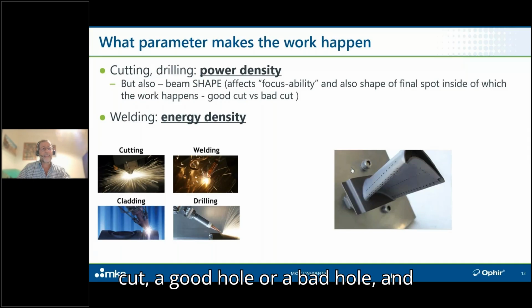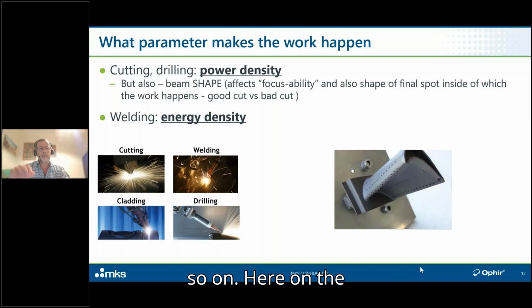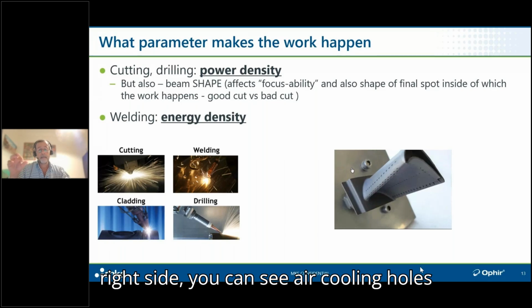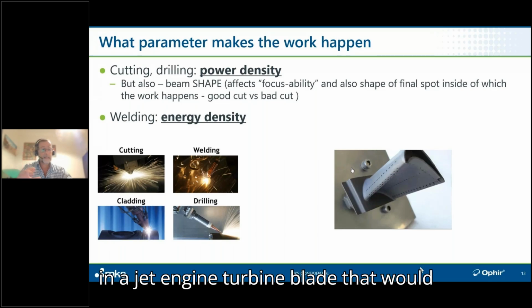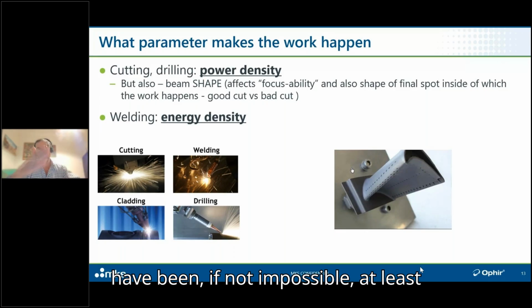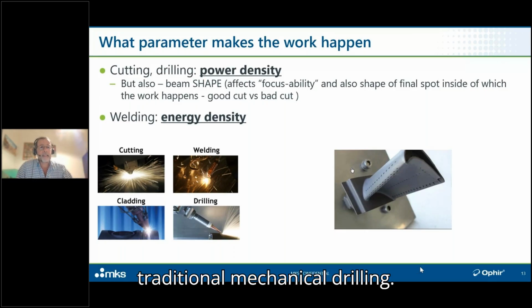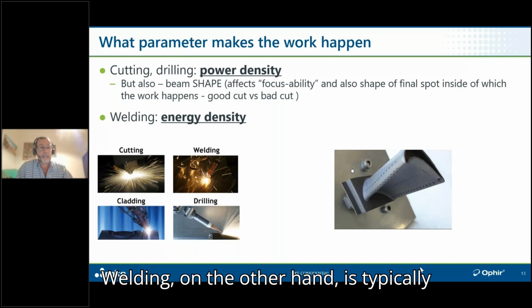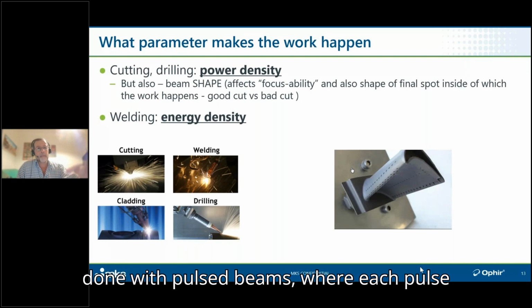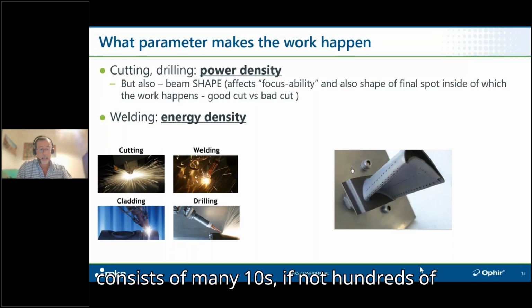Welding, on the other hand, is typically done with pulsed beams, where each pulse consists of many tens, if not hundreds of joules, and usually one fires one pulse and then stops and checks once every X number of welds or whatever it is. So there, it's the energy density in each of those pulses that's really going to be making my welding process happen.